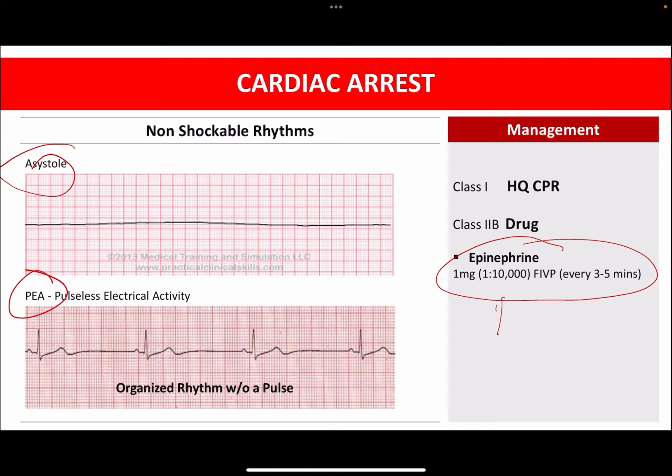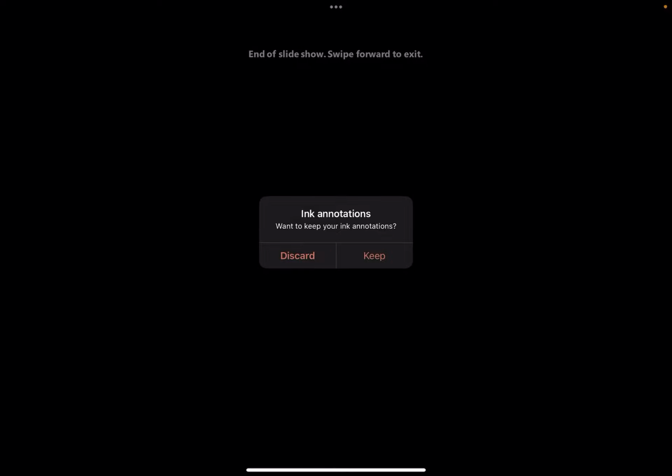Take note of this, it's 1:10,000. You don't push 1 ml of epinephrine to a patient. You need to dilute the epinephrine in 9 ml NSS to make a 1:10,000. All right, that's it.